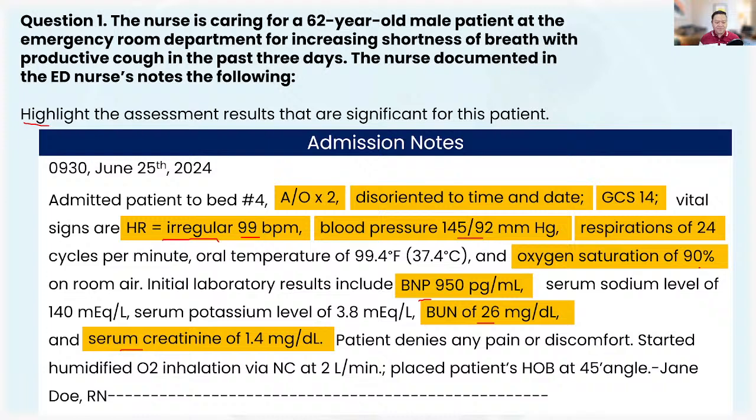And the rest of that is pretty much good. All right. So how many abnormal findings did we capture here? 1, 2, 3, 4, 5, 6, 7, 8, 9, 10. And in the next gen NCLEX, guys, it will probably ask you for a maximum of 10 abnormal findings most of the time.